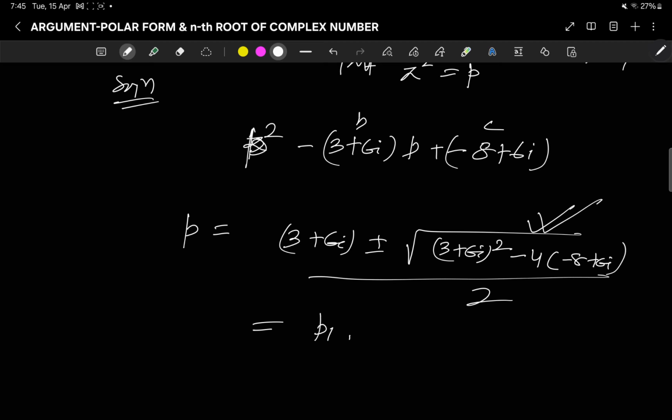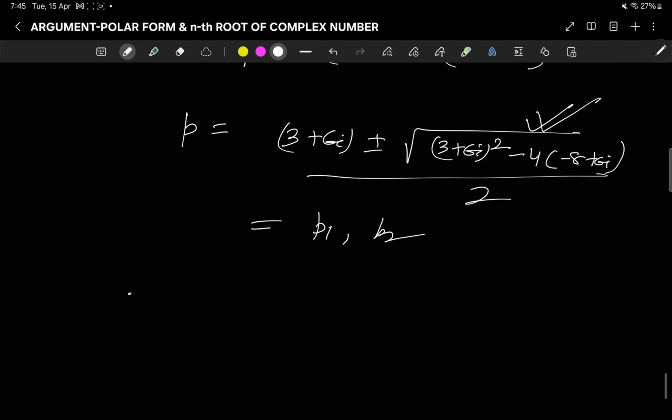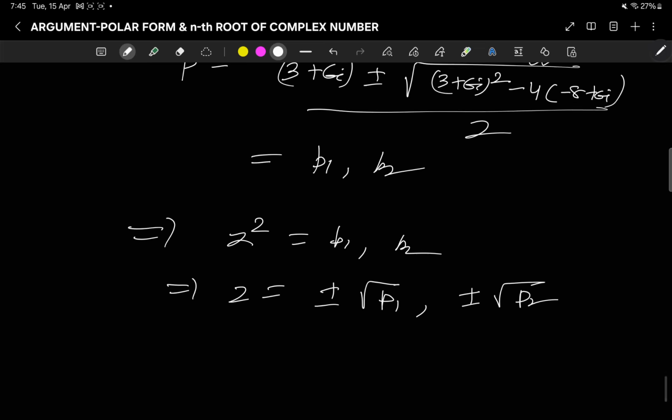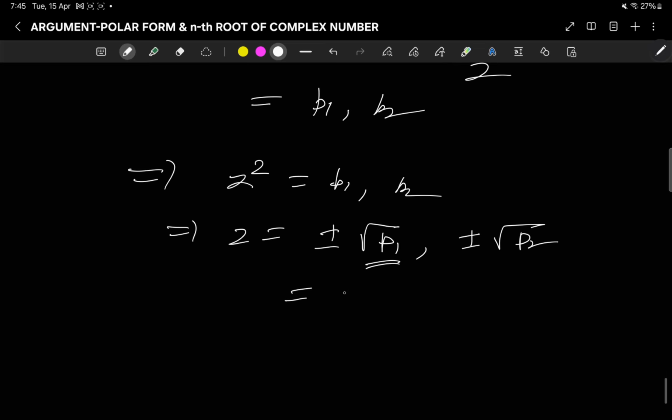So you are getting p1 and p2 after that. So that means my z square is equal to p1, p2. So my z is equal to plus minus root over of p1 and plus minus root over of p2. So here we are getting 2 roots, say z1, z2, and here z3, z4. In that way you will be able to get it.